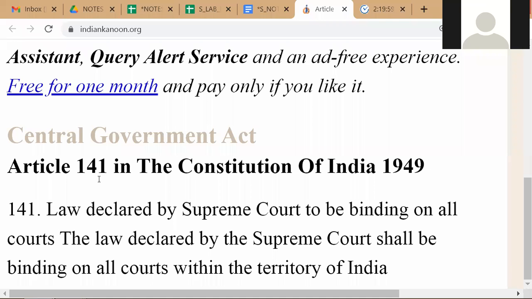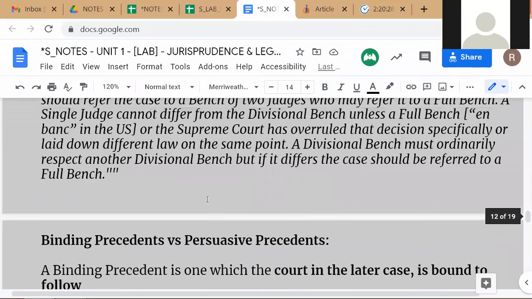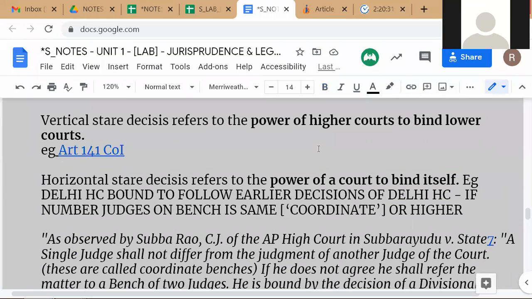So once again, we can go to Article 141. You see, the Constitution itself has used this kind of language: law declared is binding on all the courts. So every court should be bound by the decision of the Supreme Court on any particular issue. That's one. So it's a binding precedent. The binding part is related to the hierarchy of courts and the hierarchy of benches within courts. Within the Delhi High Court, if you have a Delhi High Court decision by a coordinate or higher bench, it will bind the bench in a later decision on a similar matter.